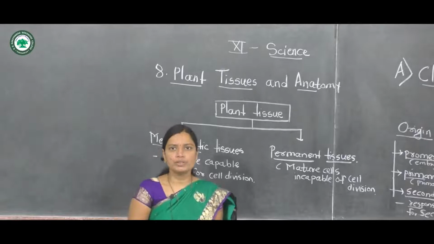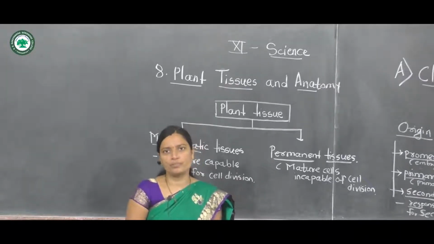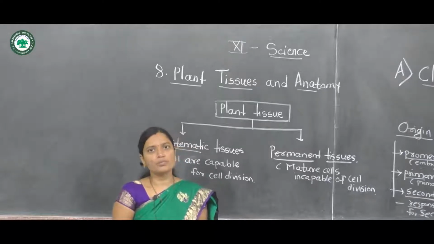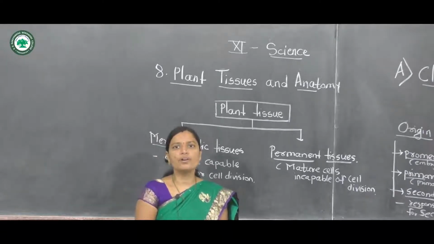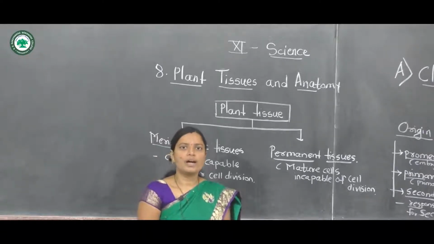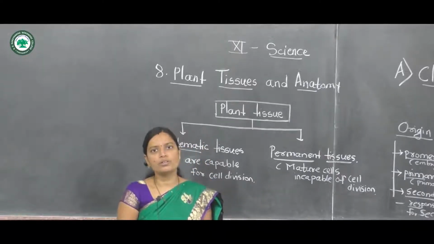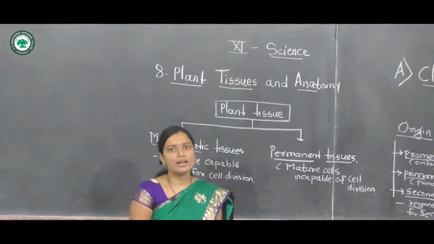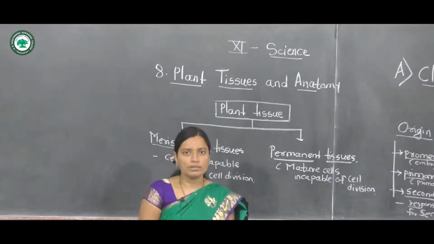Now a tissue is a group of cells performing a similar function. Each tissue has a specific function, and there are many tissues found in the plant body. The important term here is anatomy. Anatomy means the study of the internal structure of a plant, including its tissues.